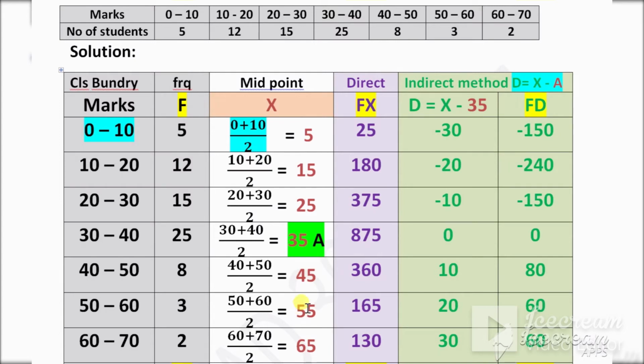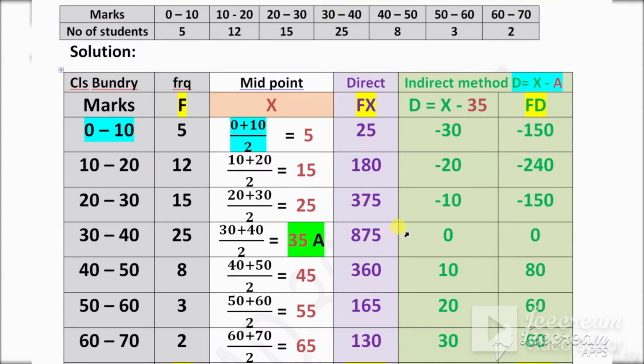Now for the direct method formula we have to find summation fx. So first find f multiplied by x. So this is f and x. So 5 times 5 is 25, 12 times 15 is 180, 15 times 25 is 375, and so on and so forth. Just multiply f with x. So these are the numbers of fx, the product of fx.